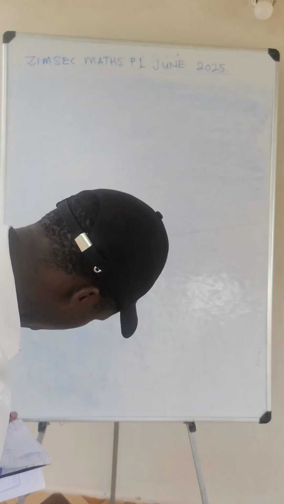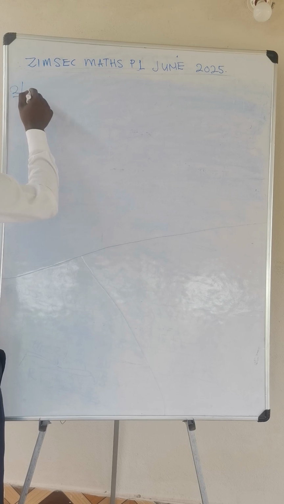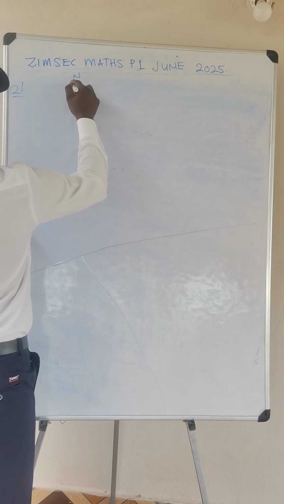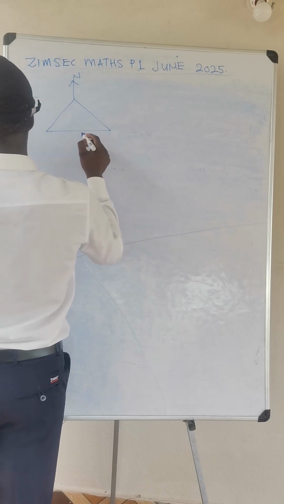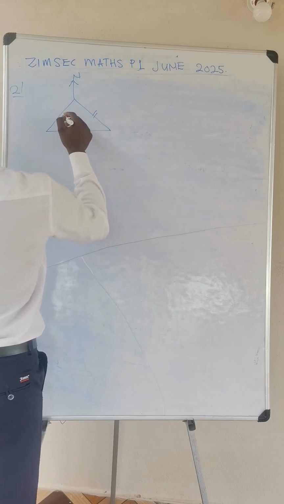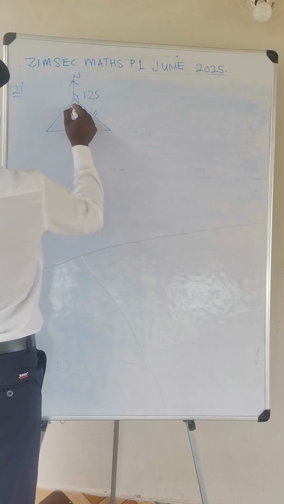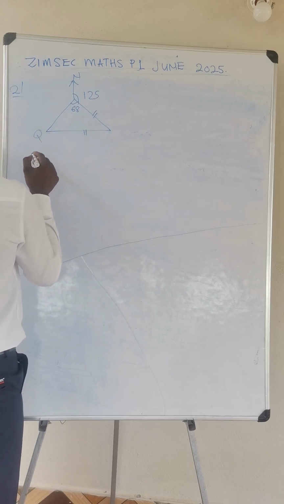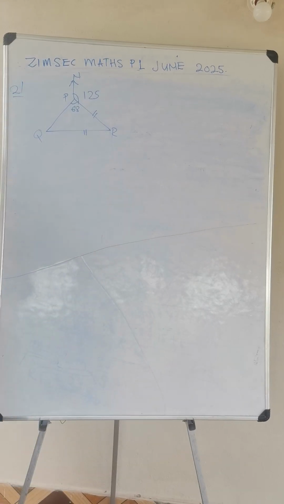Now we are moving to number 21. There is a diagram like this. This is node 4, and it is like this. Here is 125. Then this part is 68. Then this is Q. This is point P. This is point R. Okay.